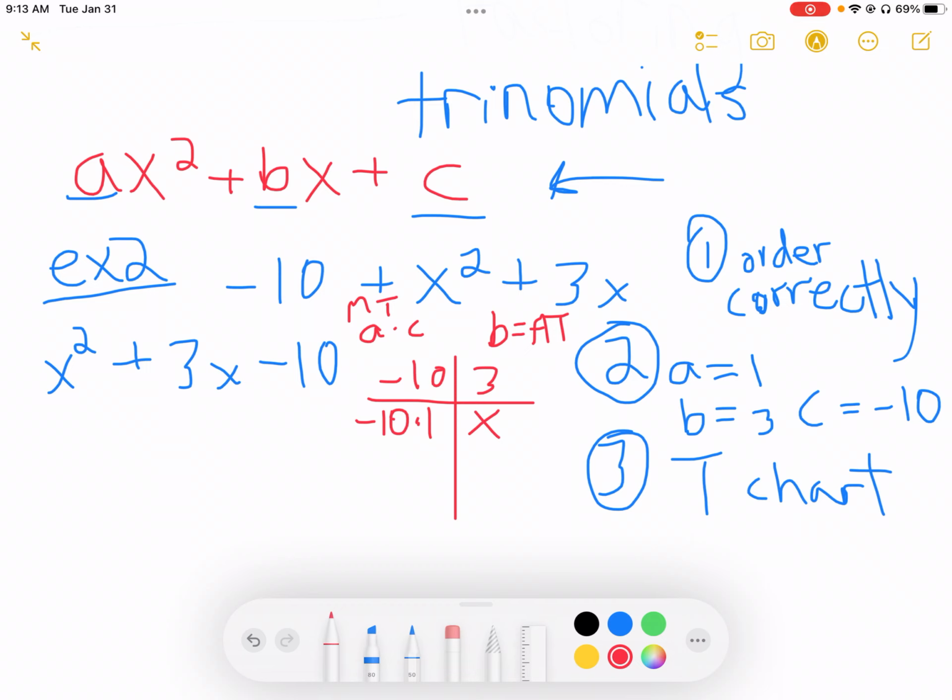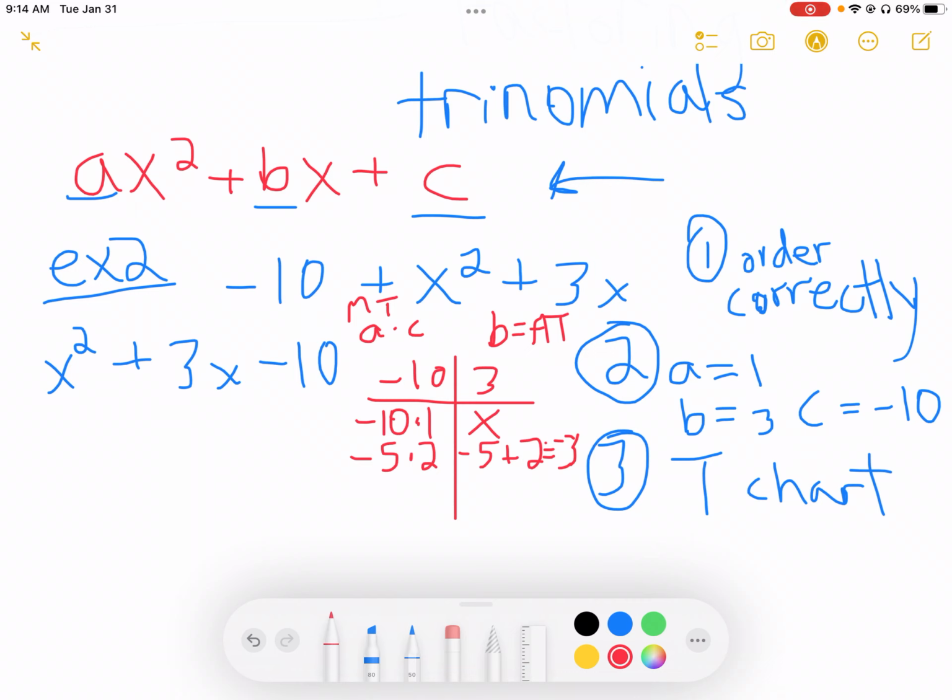I really only have one more choice, right? I have minus 5, and then I have positive 2. So minus 5 and positive 2 multiply to minus 10. But then if I go, okay, let's see, I have minus 5 plus 2, what's that going to give me? That's going to give me minus 3. So that's not going to quite work, okay?